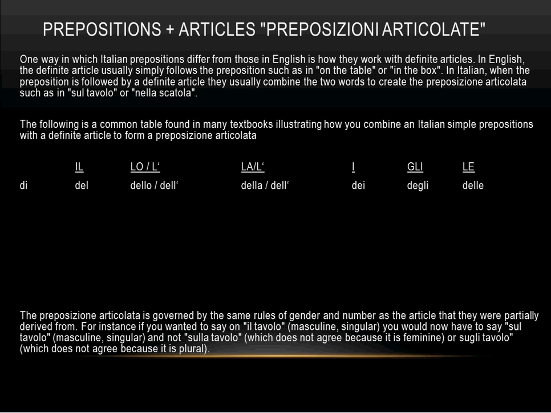Per esempio, the preposition di, or of, when it's placed before il, you combine the two for the word del. If it comes before lo or l', it's dello or dell'. If it comes before la or l', it's della or dell'. And if it comes before i, it's dei. Before gli, degli. Before le, delle.